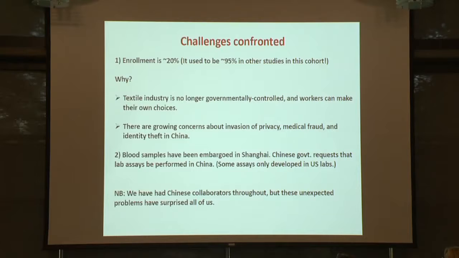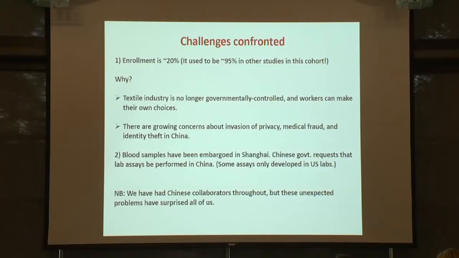Why? Well, the textile industry is no longer a governmentally controlled industry like many industries in China. It's a changing world in China, and workers can now make their own decisions. They can just say no; they don't have to line up and participate. There are also, and these are things I had no clue about, growing concerns among the participants and their family members about invasion of privacy, identity theft, and all kinds of things that we think about happening here, but we don't think about in the developing world. But it's happening.